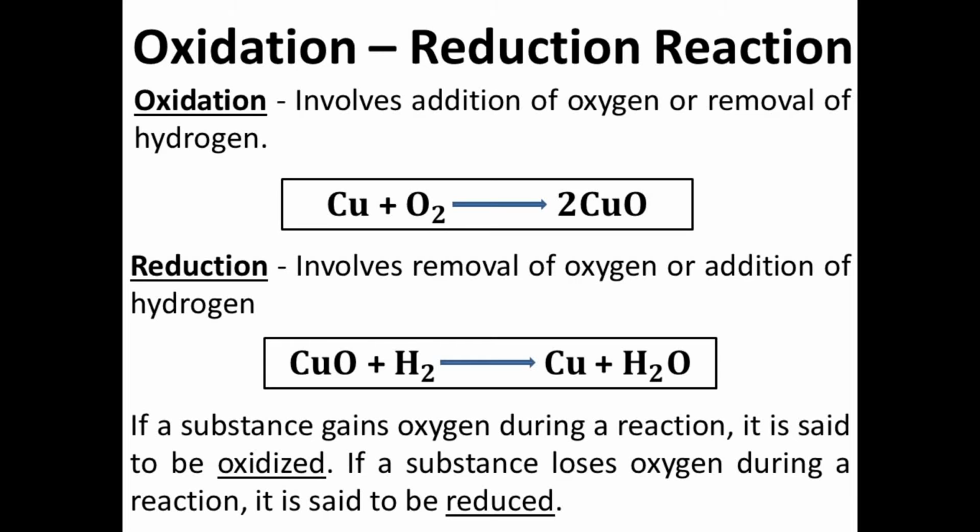Next is reduction. It involves removal of oxygen or addition of hydrogen. This means reduction reaction is opposite to oxidation. In the example, CuO plus H2, it will form Cu plus H2O. In this reaction, oxygen is removed from copper oxide. So this is the example of reduction reaction.